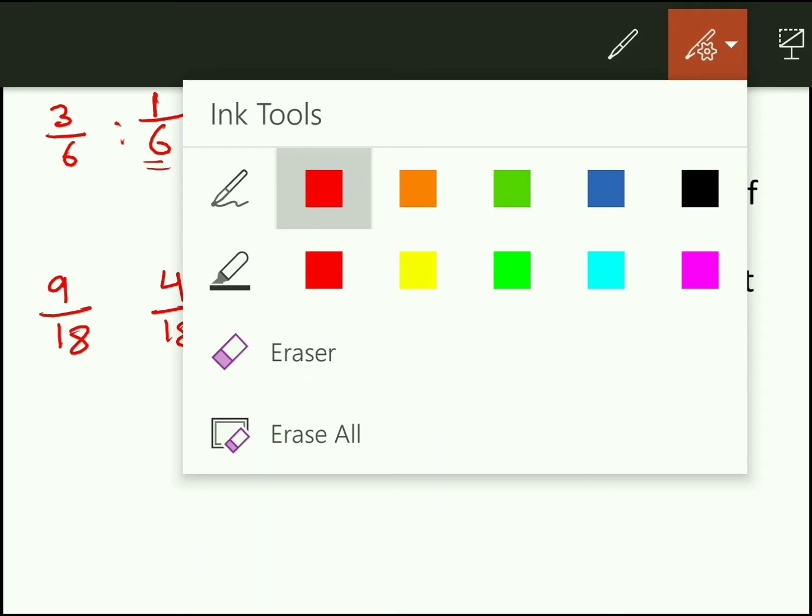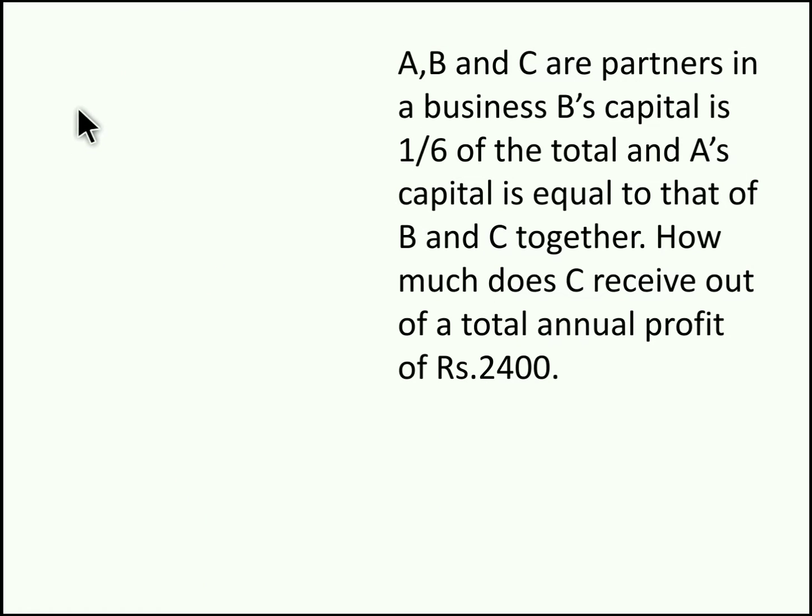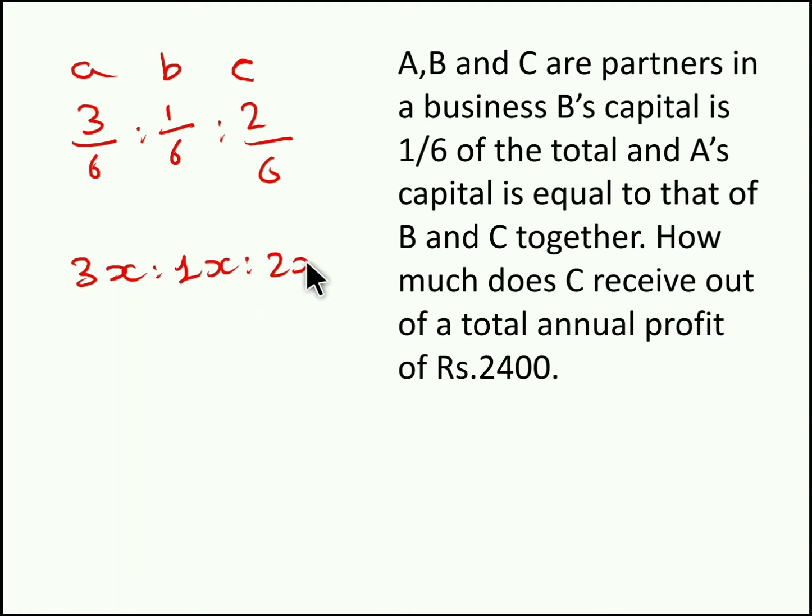So here the investment of A, B and C is 3/6 is to 1/6 is to 2/6. Now we can cancel this denominator because here we have the same value, right? So the investment of A, B and C is nothing but 3:1:2. See, for this total investment we have to divide this profit. So totally they invested 6 parts. For the 6 parts they got the total profit of 2400. So for one part they will receive 400 rupees.